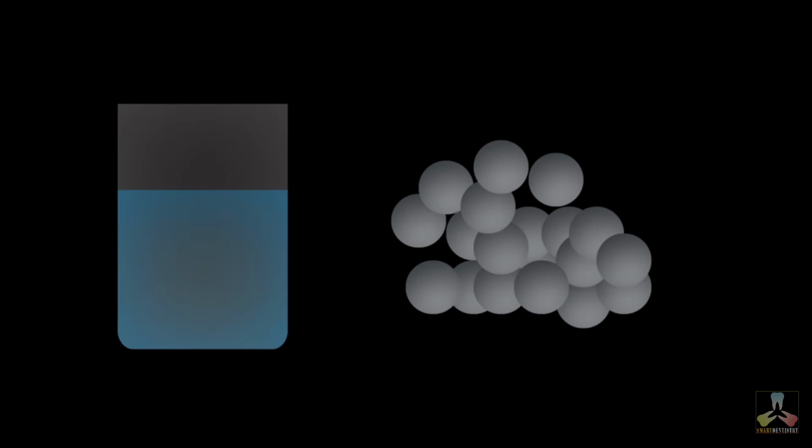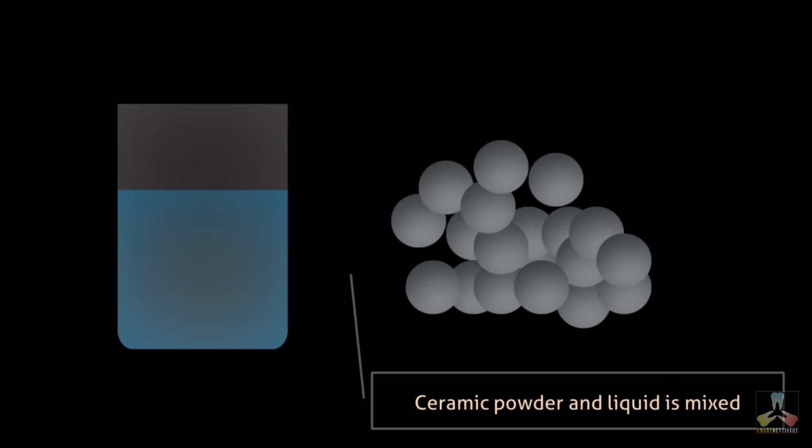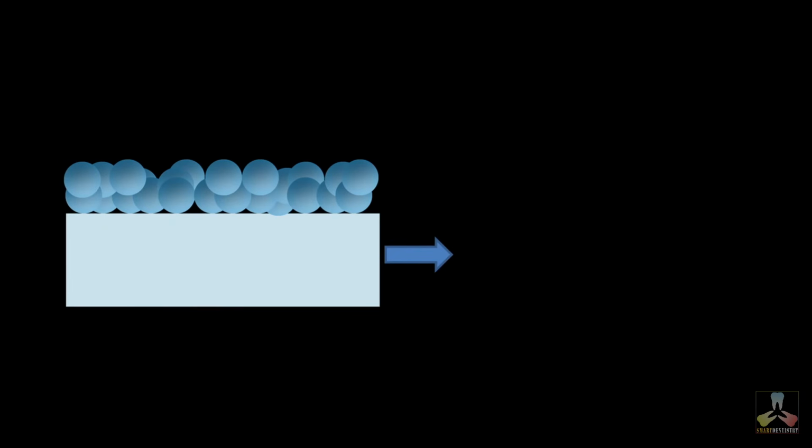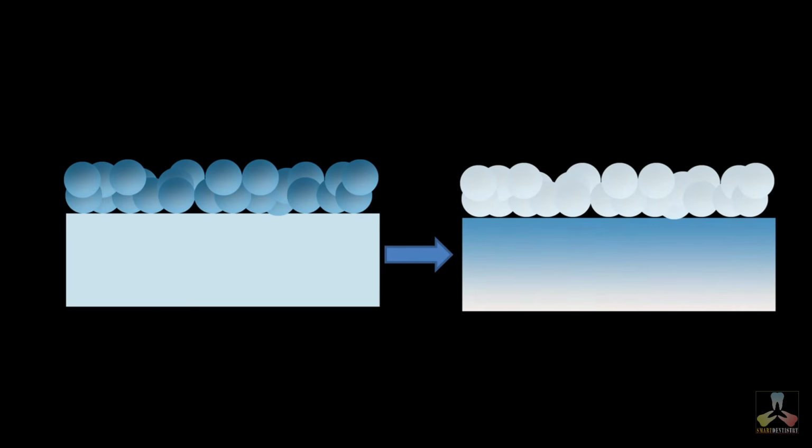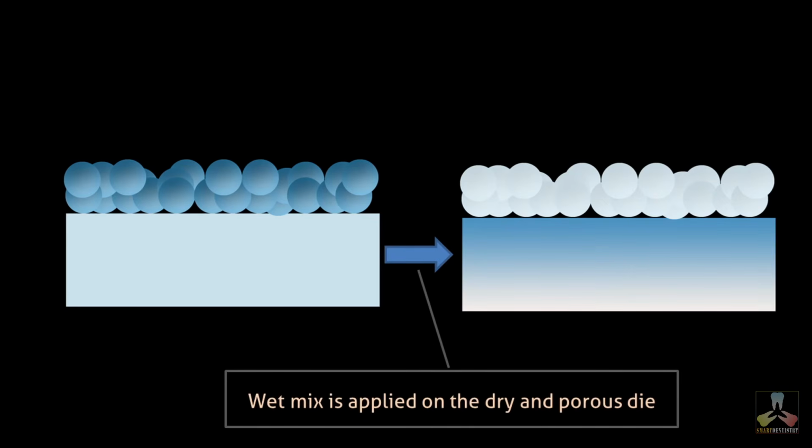Ceramic powder and liquid is mixed to get a slurry consistency. This slurry mix is applied onto the surface of a dry and porous die. The die is very dry and porous so that it will absorb the water from the mix. So the mix sets harder. This mix is called as slip and the dry die is called as cast. So the name slip casting.